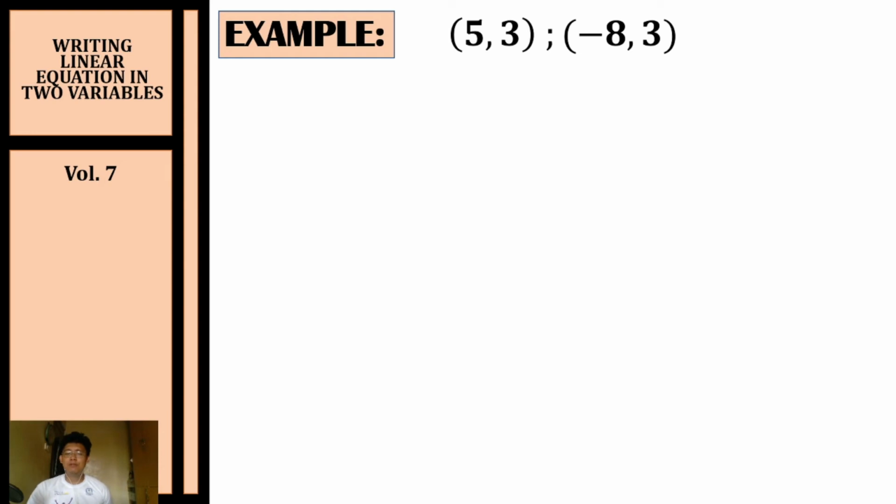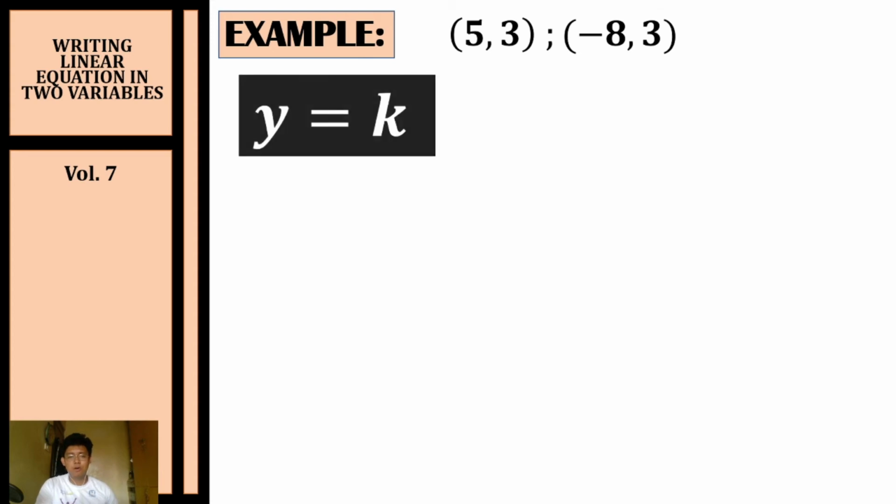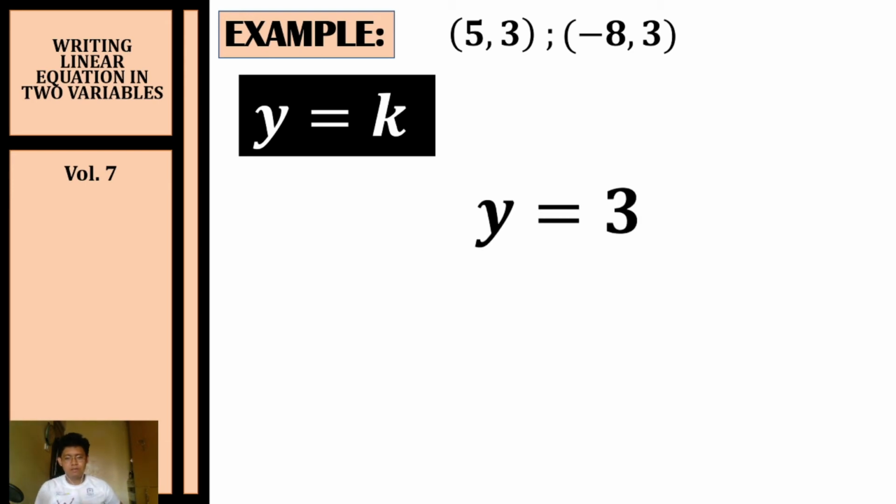Let's have another example. For example, we're looking for the equation of the line that will pass through (5, 3) and (-8, 3). In this case, you can use the 2-point form. But instead of using the 2-point form, observe your coordinates. Do they have the same y-coordinate? If that happens in your given, you will have a horizontal line. So instead of using 2-point form, you can use the horizontal form, y is equal to k. Now, to get our equation, we will just copy the common coordinate. So our common coordinate is 3. So our equation of the line will be y is equal to 3.